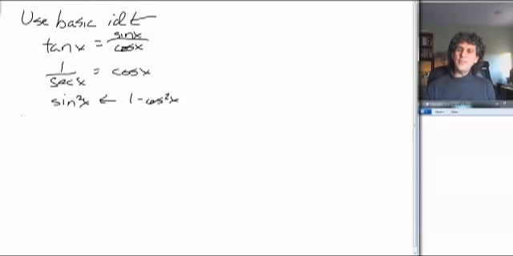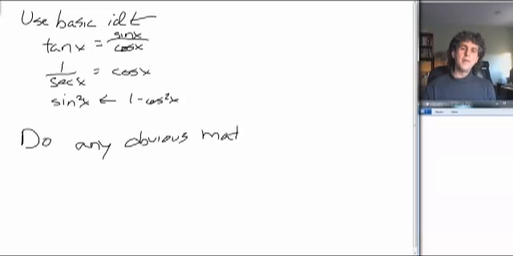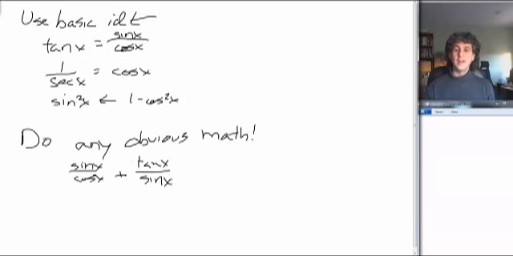And the other basic thing that you'll do, there's really only two basic steps, although there's endless finesses of that. But the other basic step is do any obvious math. What do I mean by that? Well, if you see anything with a common denominator like sine x over cosine x plus tan x over sine x, those are fractions. Give them an LCD and add them up.